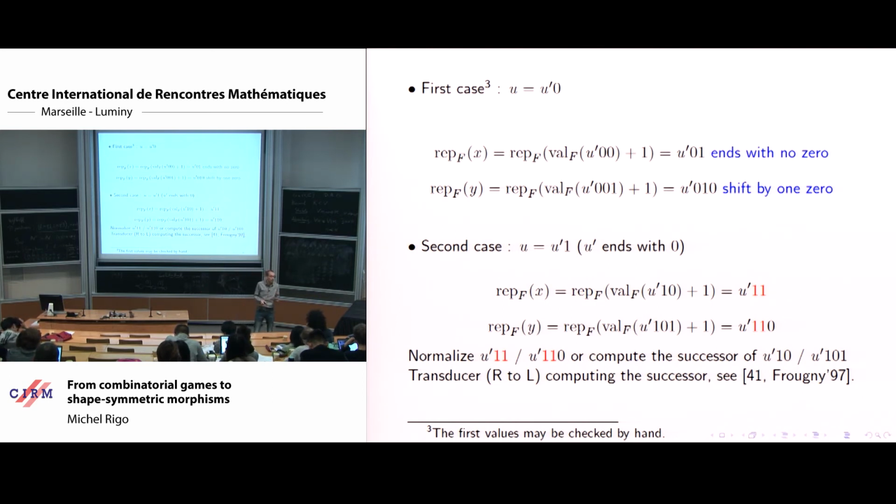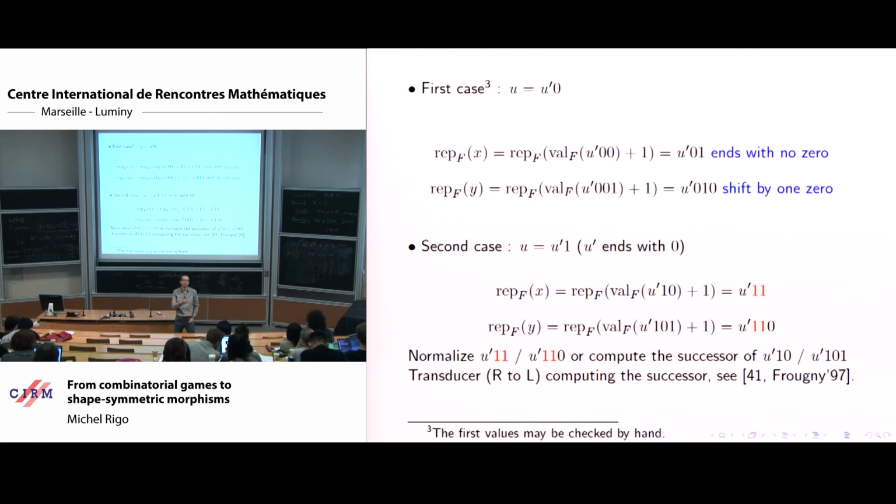And now I have a more nasty case. So imagine now that u is not ending with 0, but is ending with a 1, right? But I know that u prime ends with 0. Why do I know that? Because it's a valid expansion. It's a greedy expansion, so I do not have 2 consecutive 1. So I do the same, but you will tell me, no, there is a problem, because if I do this, I will have 2 consecutive 1 here or here. But anyway, there is a way to proceed with that.